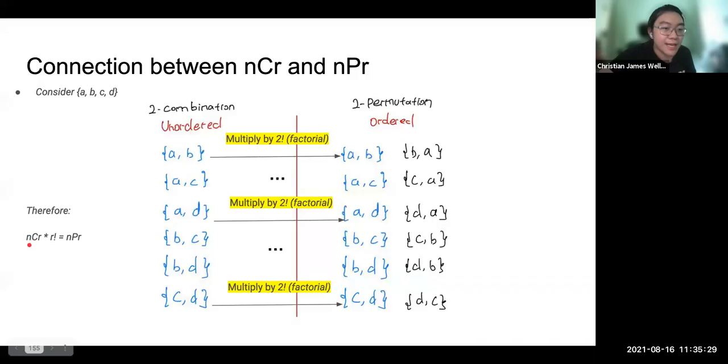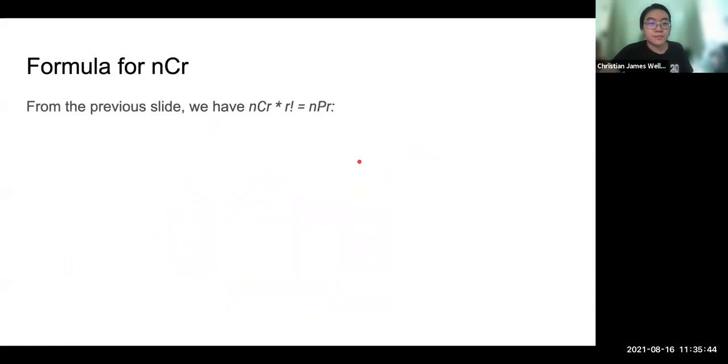So therefore, n choose r times r factorial. For n choose r, every single one of them, you give an ordering to every single one of them by multiplying by r factorial, and that equals nPr. Hope that makes sense. If not, let it sink in a little bit.